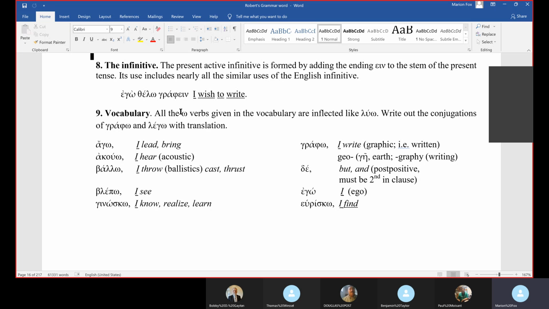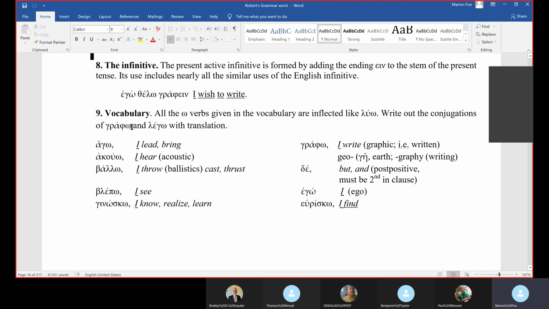All right. All of the omega verbs given in the vocabulary are inflected like luo. We have a bunch of omega verbs down here. They're inflected like luo. And what we would like for you to do is to write out the conjugations for grapho and lego. Now, let me point out, all you do is change this ending, the omega, to o, ace, a, omanetiusi. That will be all you do.